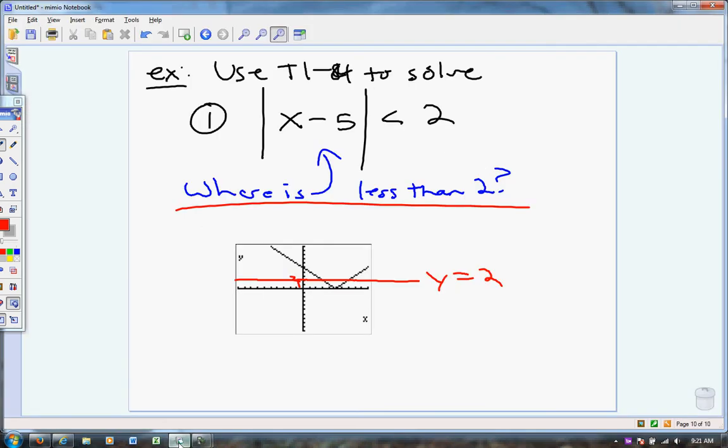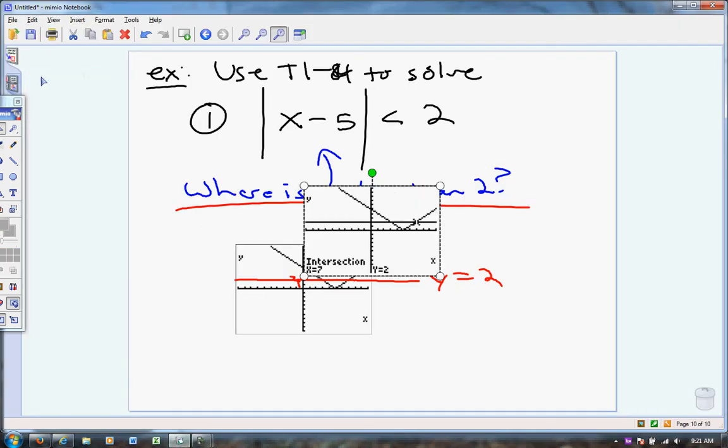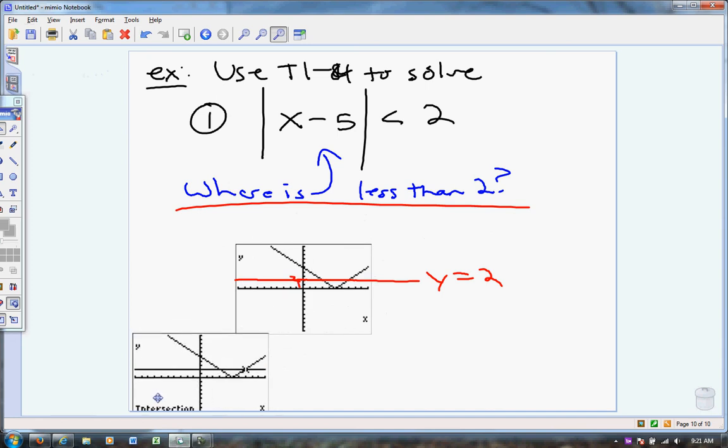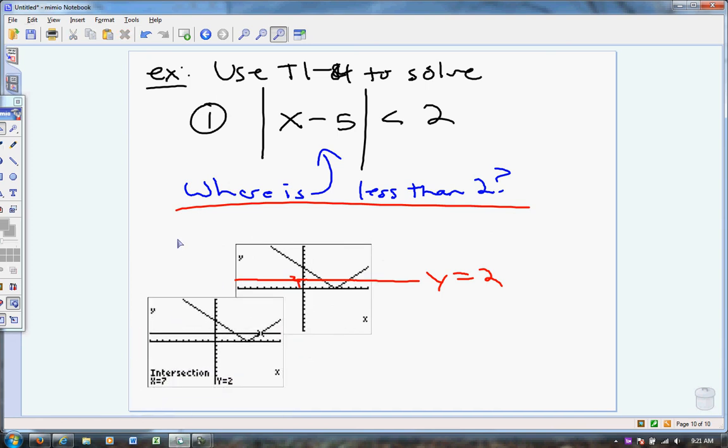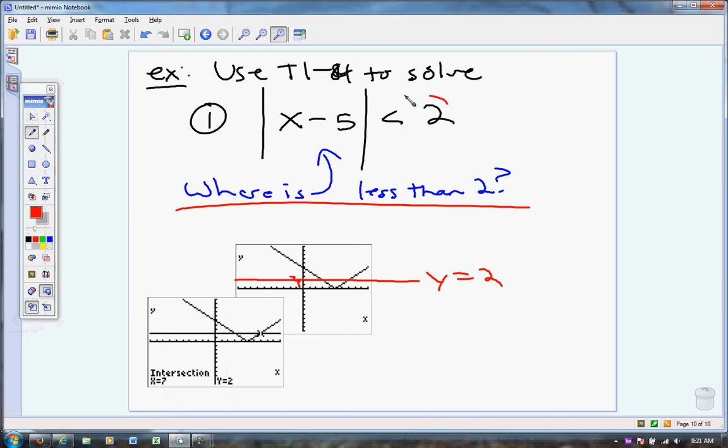So what's my answer? We said we wanted to know where it is less than 2. Well, we found out that this was 3 and this was 7. So when is it less than 2? When x is between 7 and 3. For all those x's between 7 and 3, this absolute value function is less than 2.